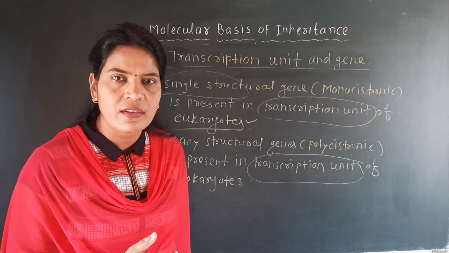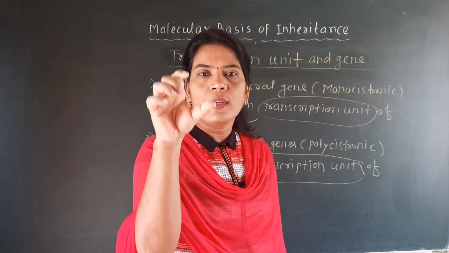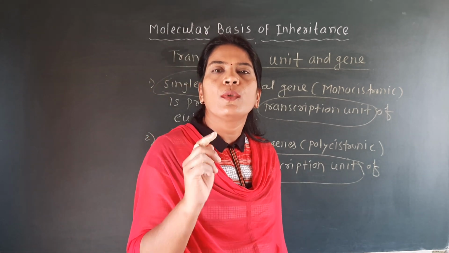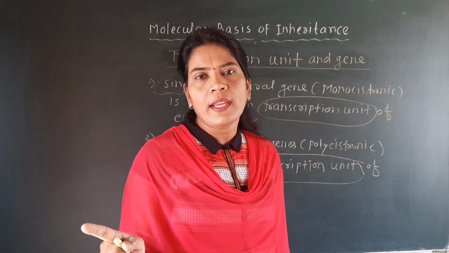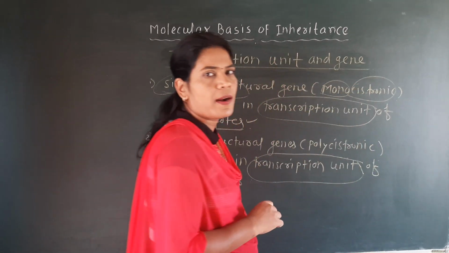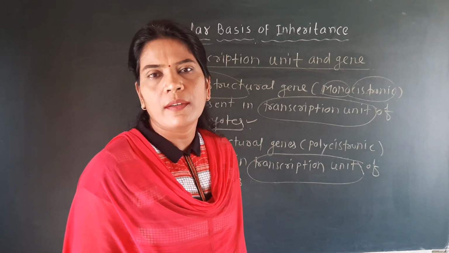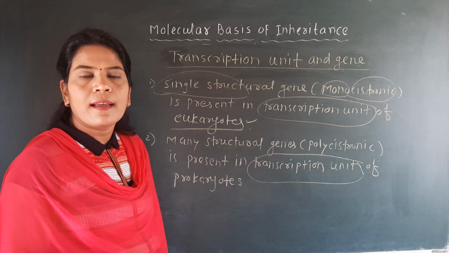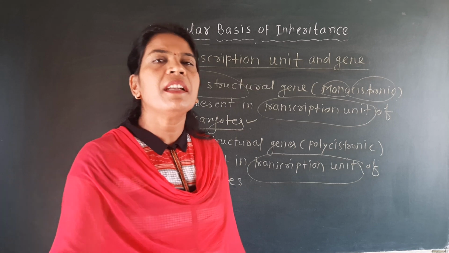Then what is the function of this structural gene? This structural gene is going to form a single type of protein. Only one gene is there, and that one structural gene is going to form only one type of protein, because a single gene forms one protein. So here mono means one and cistronic means the cistron part. That means one gene on that transcription unit or on that DNA forms only one type of protein in the eukaryotes. But in the prokaryotes, many structural genes are present, so many structural genes form many different types of protein.